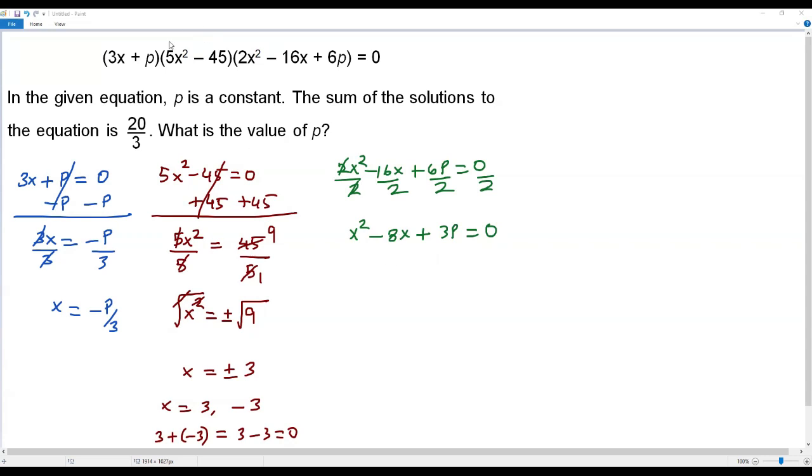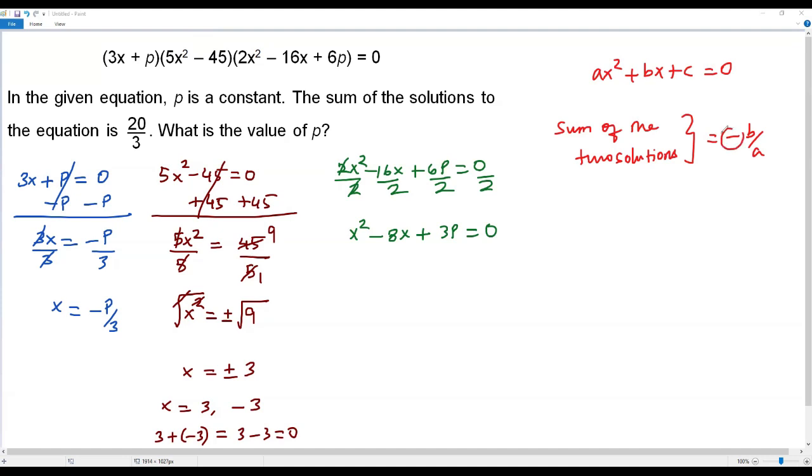So what is it? Let's consider a quadratic equation in standard form, that is ax squared + bx + c = 0. Whenever we have a quadratic equation in standard form, there is a formula to get the sum of the 2 solutions. Let me write over here. Sum of the 2 solutions equals, the formula is -b over a.